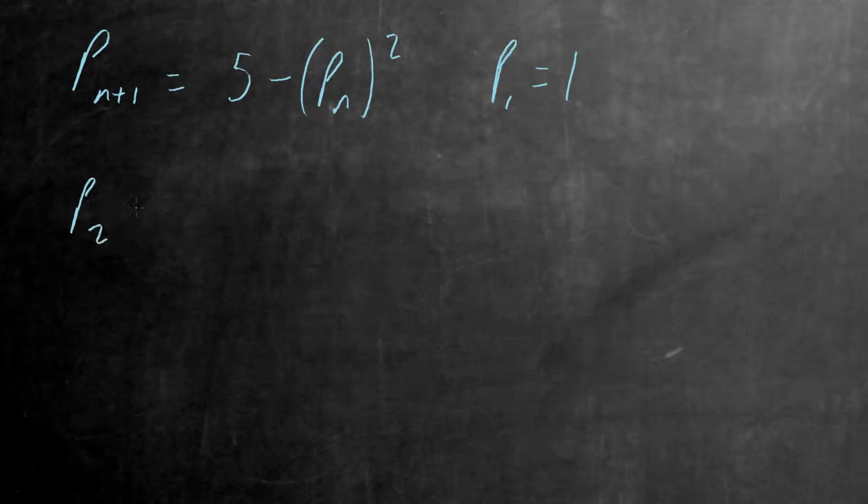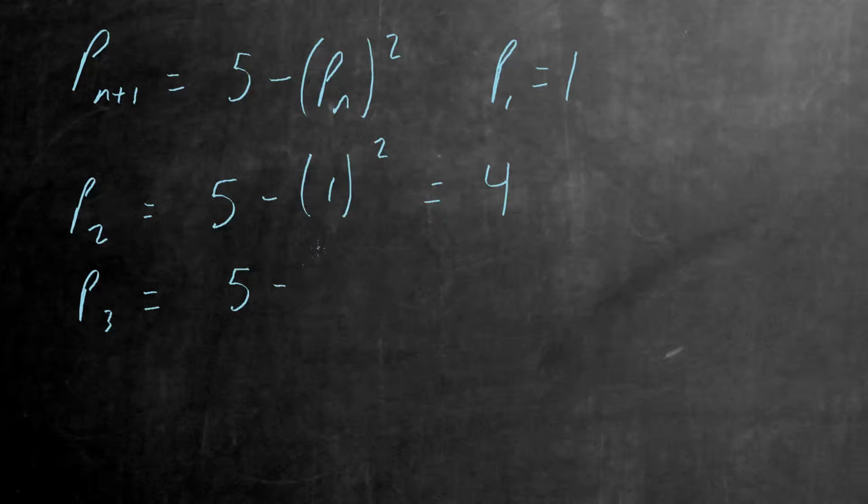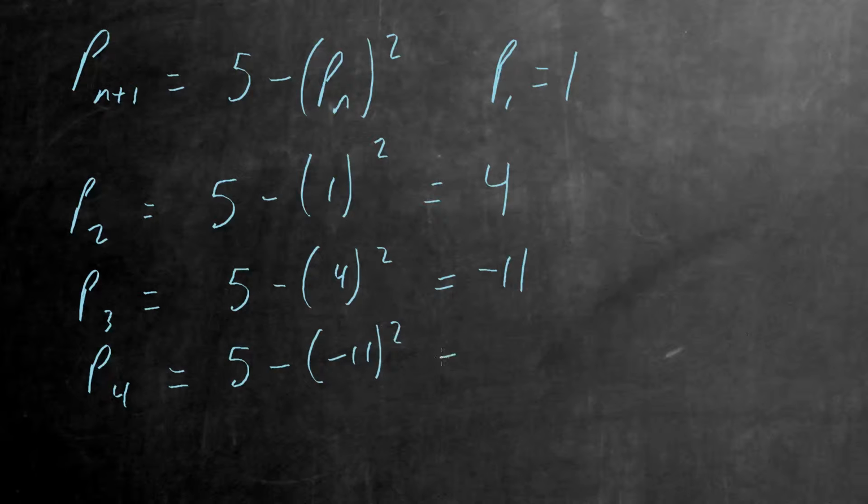P(n plus 1) equals 5 minus Pn squared, where P1 is 1. So P2 is equal to 5 minus 1 squared. It's going to be equal to 4. P3 is going to be 5 minus 4 squared, negative 11. P4, 5 minus negative 11 squared, negative 116.